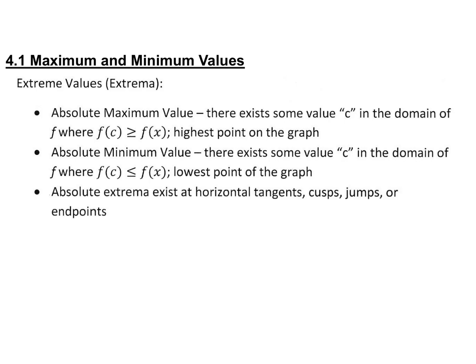There we go. Okay, so it is important to understand that these things can happen where there's a horizontal tangent. They can happen where there's a cusp, okay, and I know most of the time we call a cusp a sharp turn. It can happen at a jump. Or they can happen at endpoints.